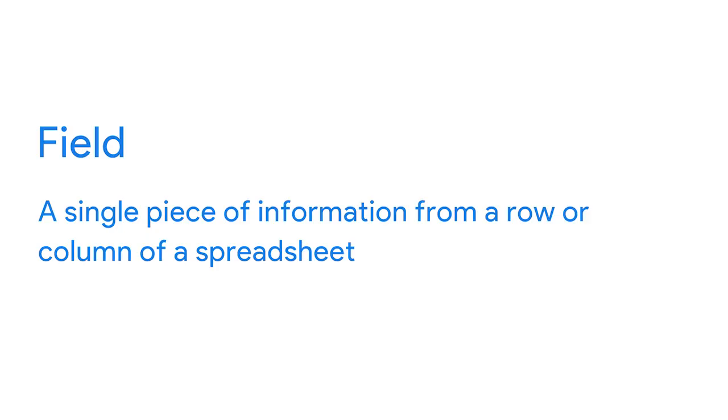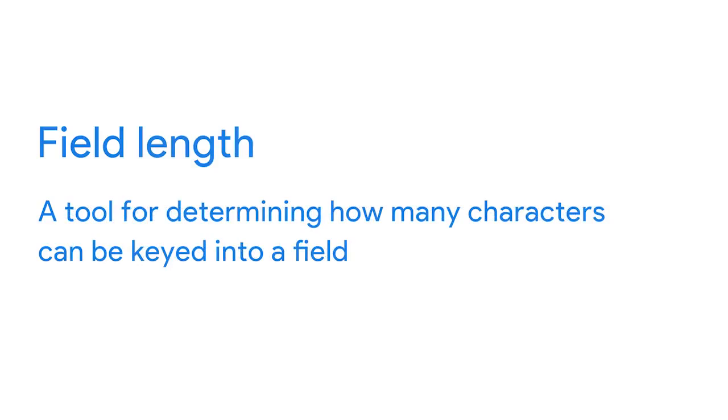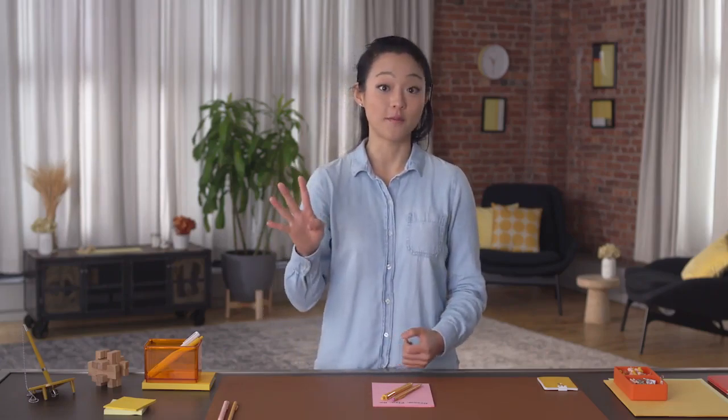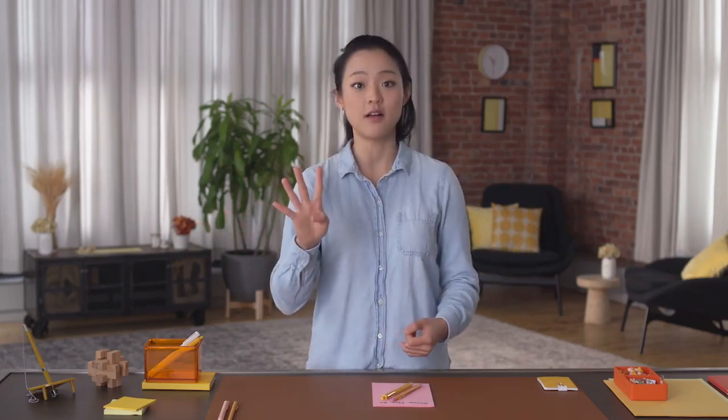The next cause of dirty data is having an inconsistent field length. You learned earlier that a field is a single piece of information from a row or column of a spreadsheet. Field length is a tool for determining how many characters can be keyed into a field. Assigning a certain length to these fields in your spreadsheet is a great way to avoid errors. For instance, if you have a column for someone's birth year, you know the field length is 4 because all years are 4 digits long.